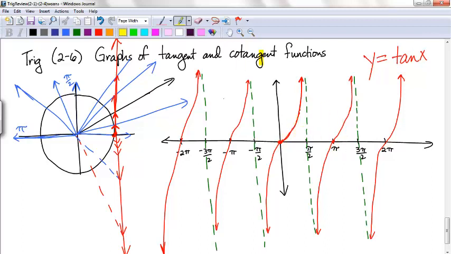Every pi. So the formula for the period on tangent, instead of 2 pi over the absolute value of b, is just pi over the absolute value of b. Okay, so this is the formula for the period. Now we want to go back through all 4 of them.